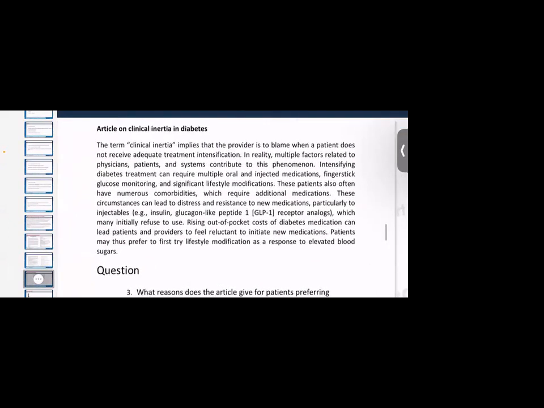Now comes the passage. It is the article on clinical inertia in diabetes. The term clinical inertia implies that the provider is to blame when a patient does not receive adequate treatment intensification. In reality, multiple factors related to physician, patient, and systems contribute to this phenomenon. Intensifying diabetes treatment can require multiple oral and injected medications, finger stick glucose monitoring, and significant lifestyle modification.